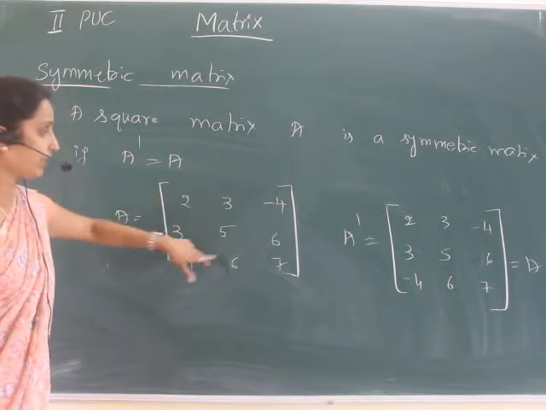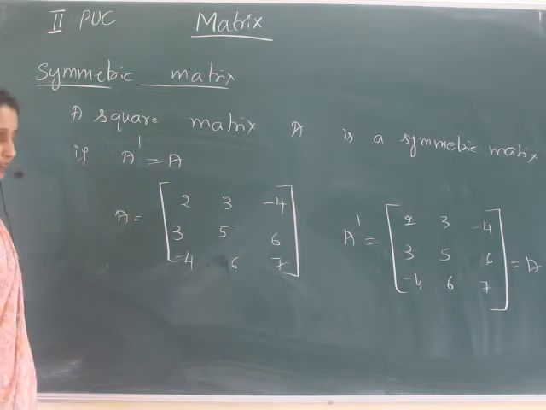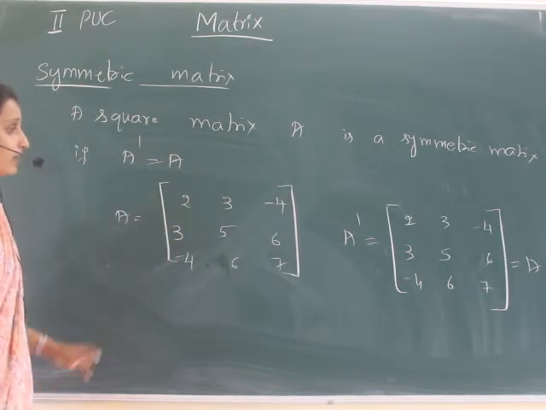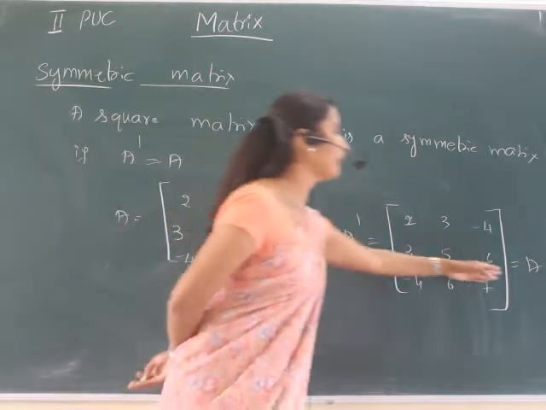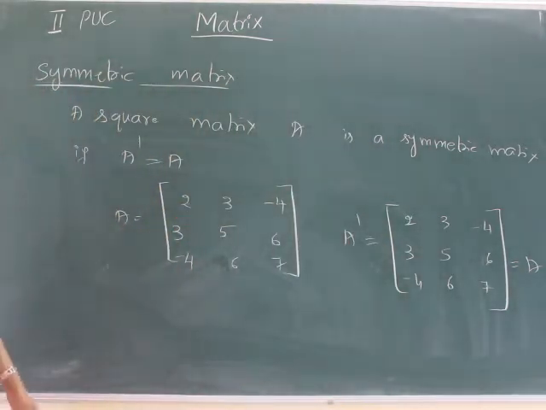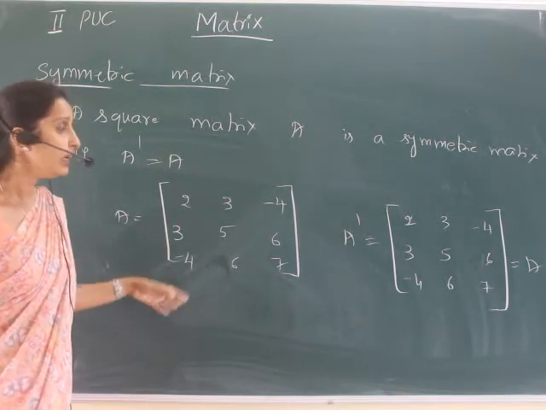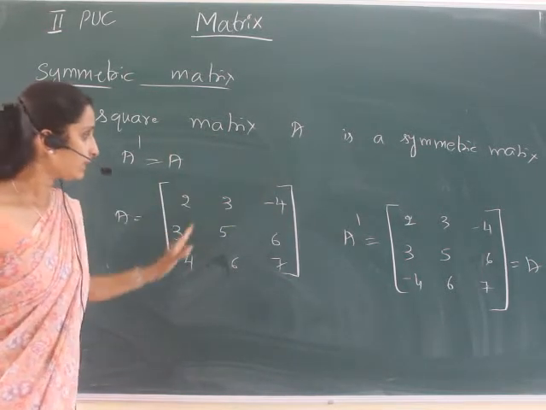These two elements should be equal, and these two elements should be equal. If we write this matrix like that, then when we take the transpose, again we get the given matrix itself. So this matrix is a symmetric matrix, a square matrix. First of all, it should be a square matrix. Then only we can see this property.